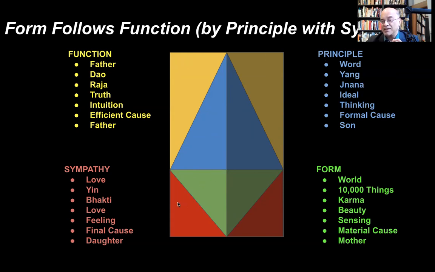And with sympathy. And the sympathy is both ways. It's the sympathy of the world for the spirit and of spirit for the world. So sympathy is a very large concept, and it is expressed in different ways. This is love or Holy Spirit in Christianity. It's the yin in Chinese thinking, in Taoist thinking. It's bhakti in the Indian thinking. It is love in the philosophical tradition. It is feeling in Carl Jung's thought. It is the final cause.